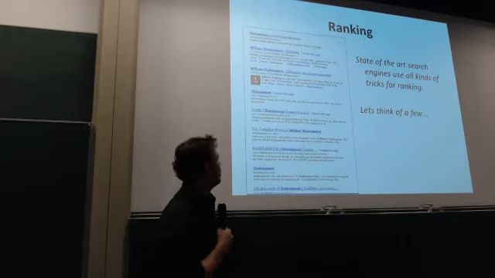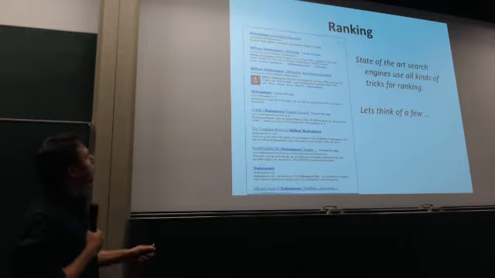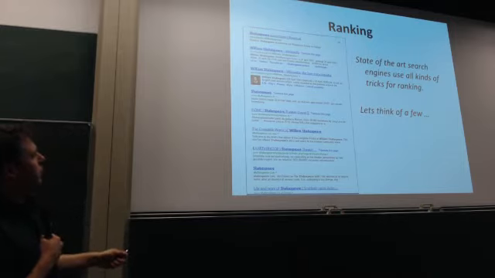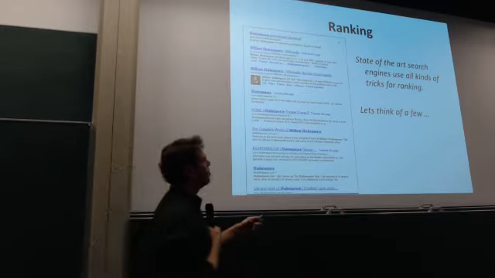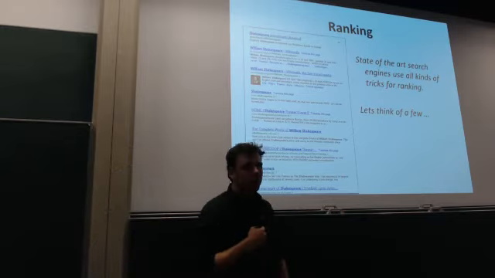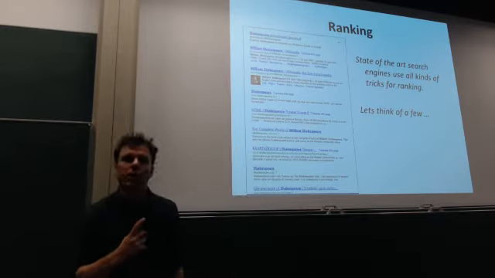Okay, so ranking. Google does ranking. So this is a result for Shakespeare. Well, if I look for Shakespeare, I get a bunch of possibly interesting links. So how does Google do this, right? Do we know? What kind of guesses can we make?